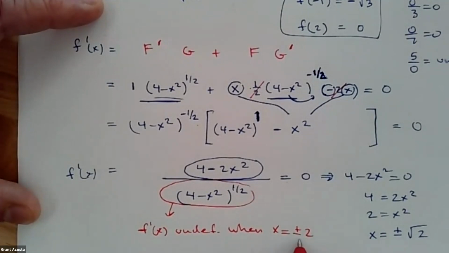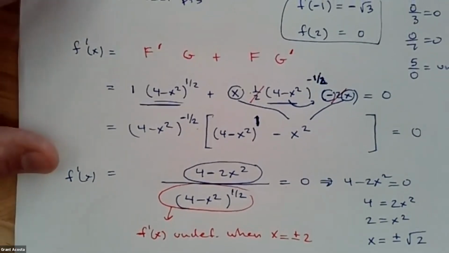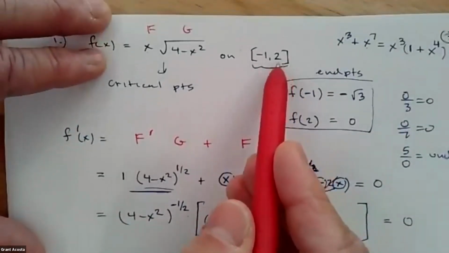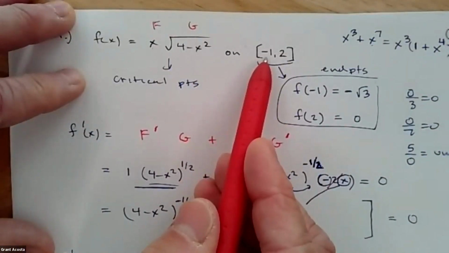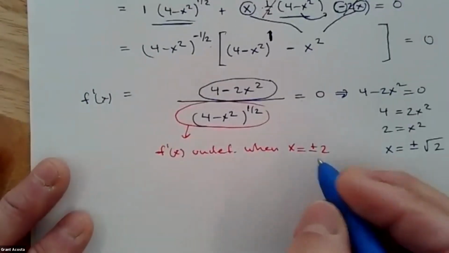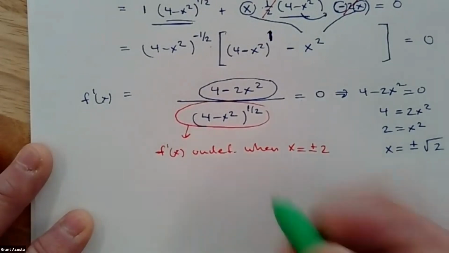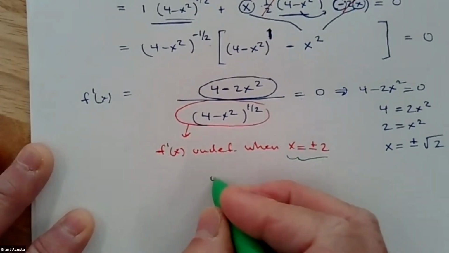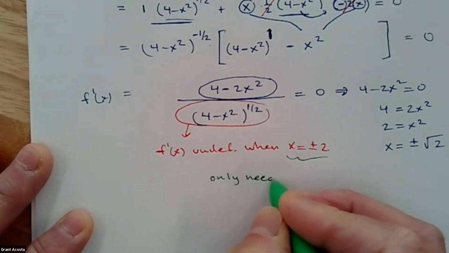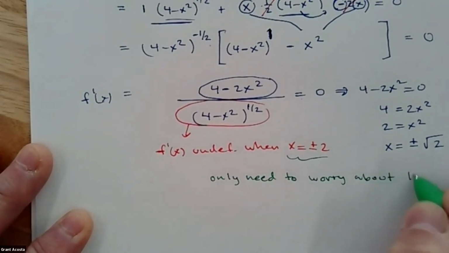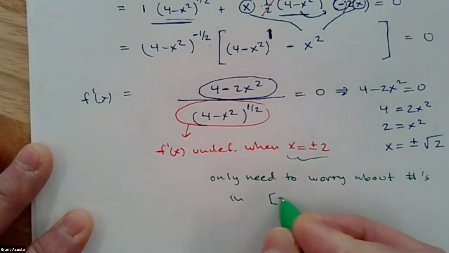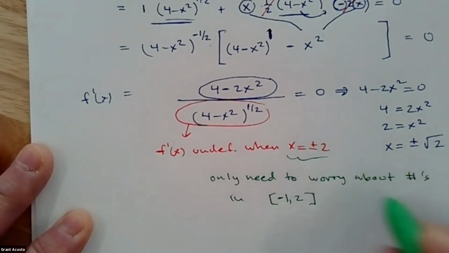Now, these are all critical numbers, but let's think about what we need. Number 1, we already have 2, right? If I slide this back up, we've already checked 2. That's one of my endpoints. We've already got the value there. Number 2, negative 2 is not in my window, is it? So I don't really care about that. So I'm going to make a note here. Only need to worry about numbers in the interval from -1 to 2 in this case. So that's going to rule out certainly the -2. We've already got the +2. How about these two?